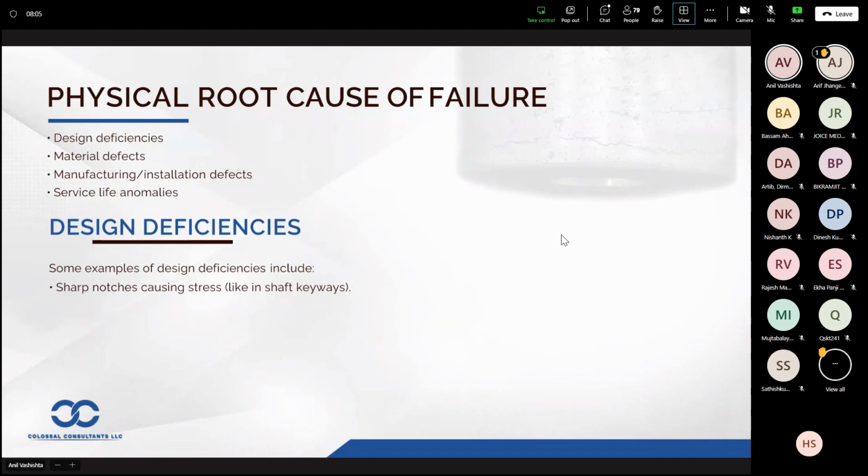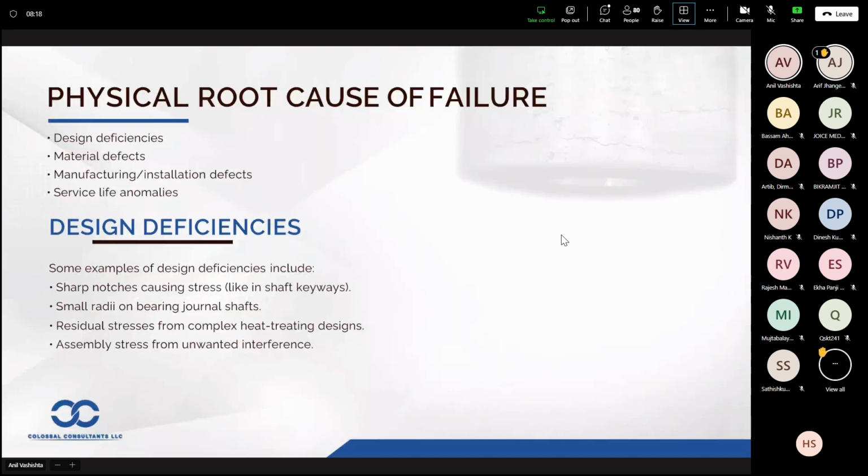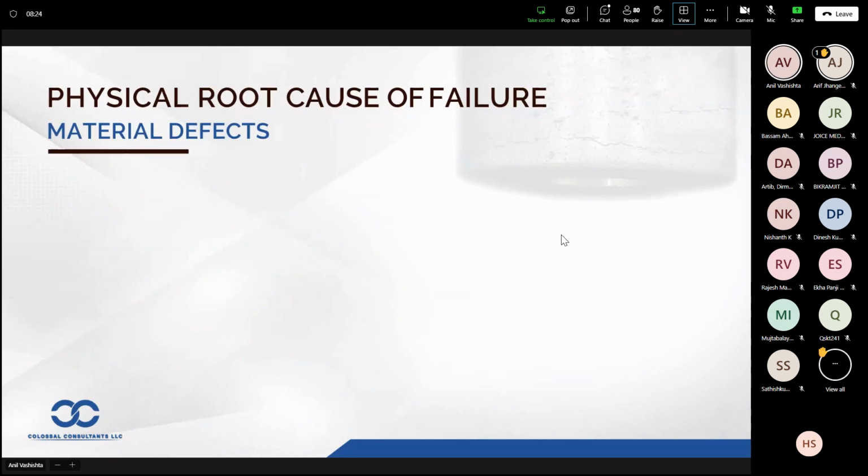sharp notches causing stress in a keyway, or small radii on bearing journal shafts, or residual stresses from complex heat treating designs. Or another example can be assembly stress from unwanted interference.